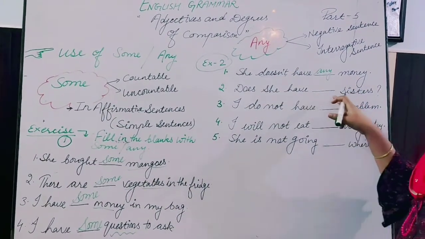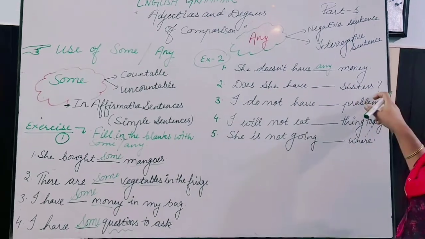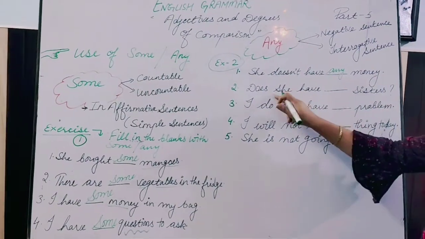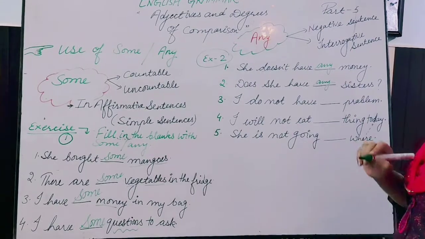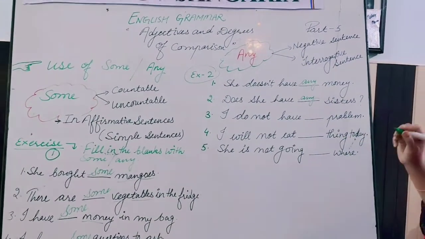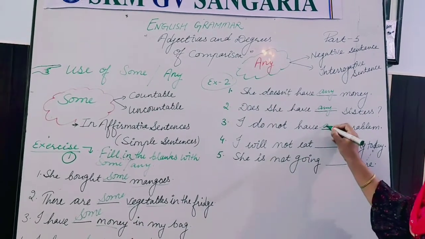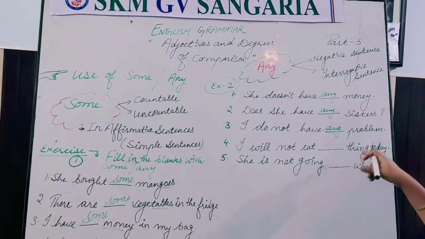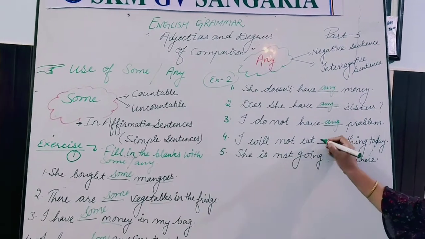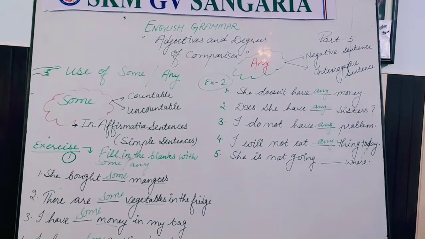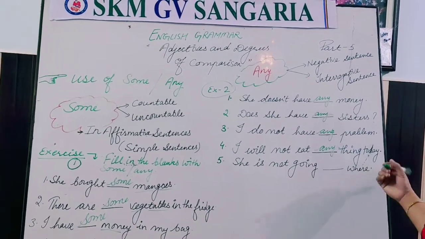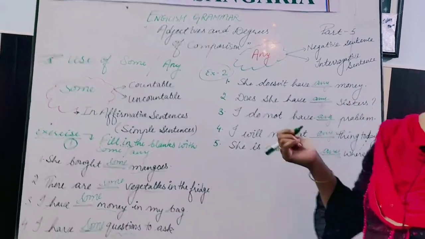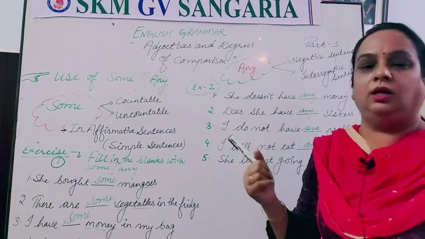Okay, does she have dash sisters? So this is interrogative. So I have said here interrogative and negative both we have to use any. So does she have any sisters? I do not have dash problem. So I do not have any problem, you will say here. Next one, I will not eat dash thing today. So I'll say, I will not eat anything today. She is not going dash where. So what is it again? Any, anywhere. So this was the use of some and any.